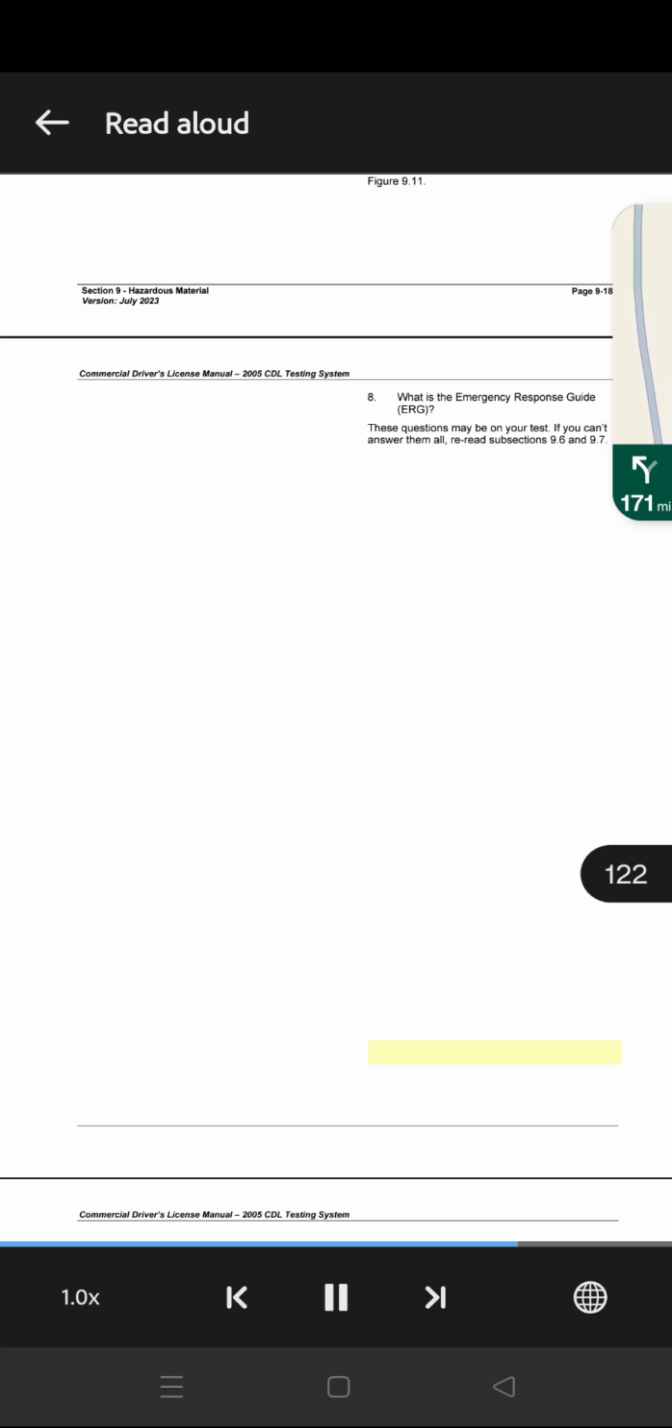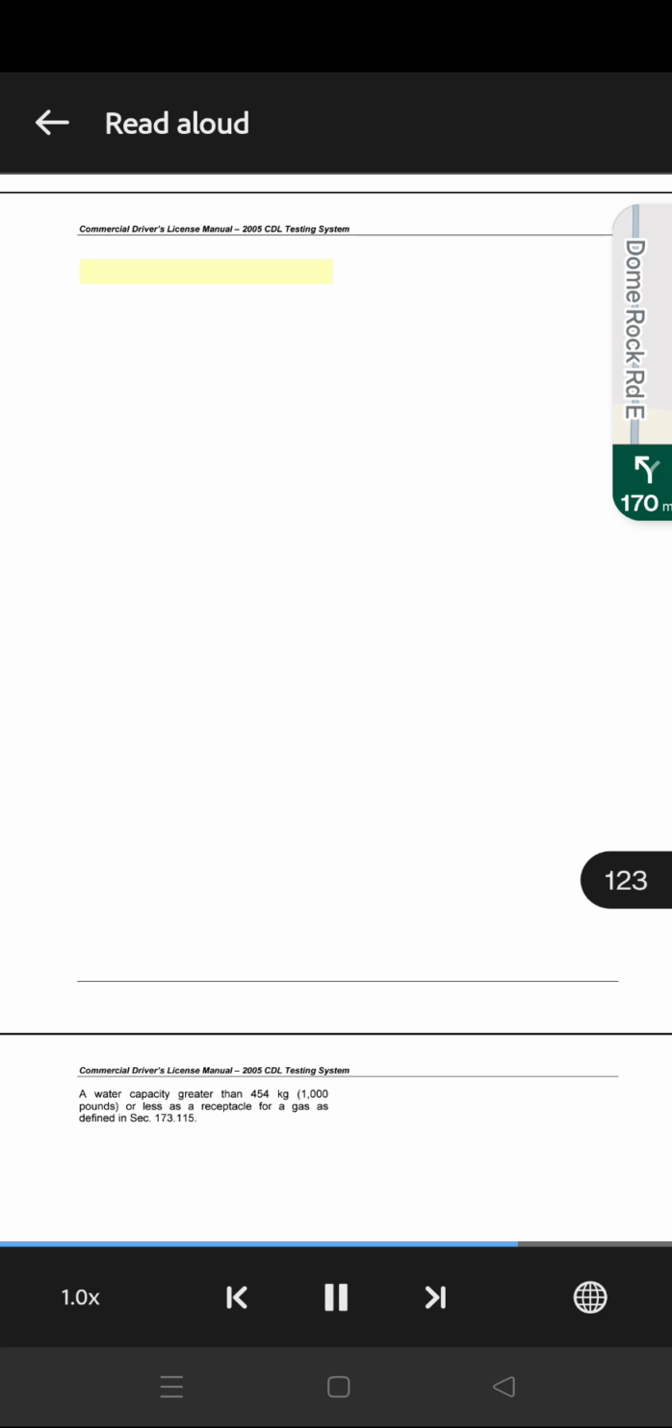Carrier: a person engaged in the transportation of passengers or property by land or water as a common, contract, or private carrier, or civil aircraft. Consignee: the business or person to whom a shipment is delivered. Division: a subdivision of a hazard class. EPA: U.S. Environmental Protection Agency. FMCSR: the Federal Motor Carrier Safety Regulations.